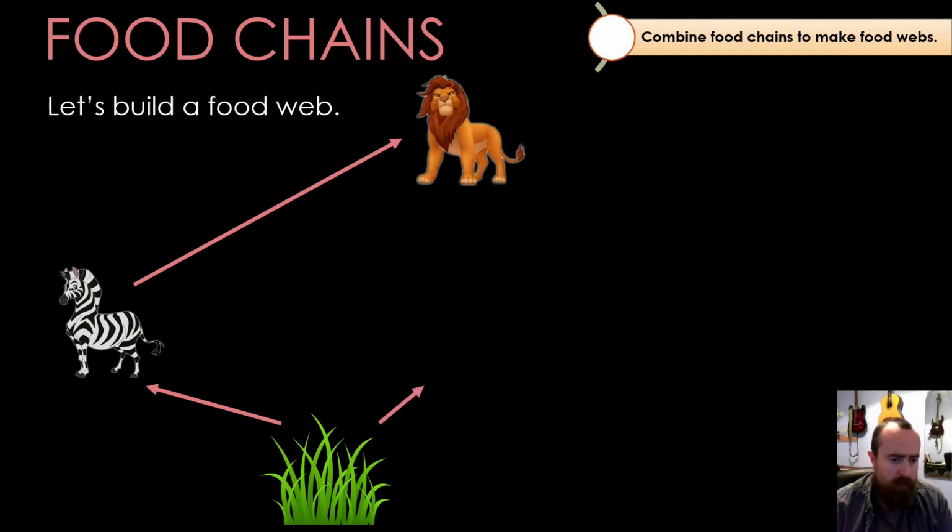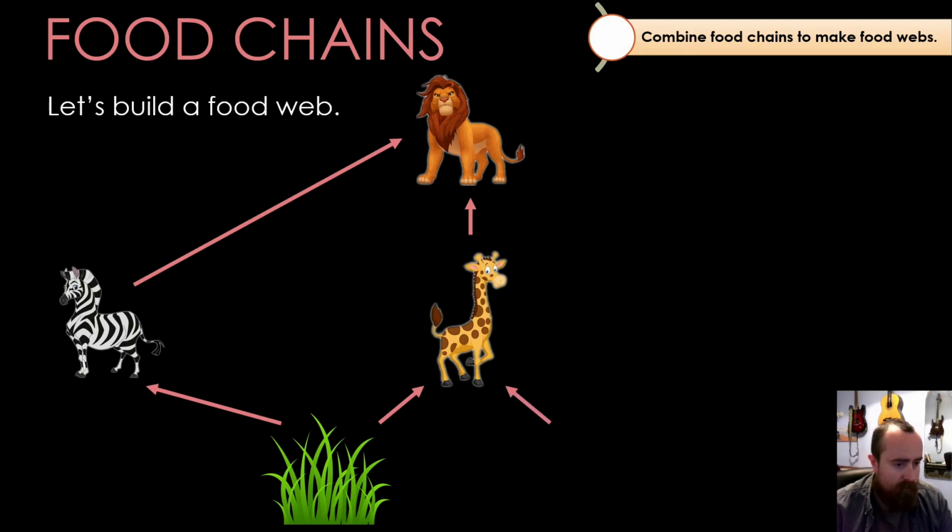But other things also eat grass. Something else that also eats grass would be a giraffe. Giraffes eat grass. And giraffes are also eaten by lions. So we've got a slightly more complicated thing going on here. Originally, we only had grass being eaten by zebras and zebras being eaten by lions, but now we've got grass also being eaten by giraffes and giraffes being eaten by lions.